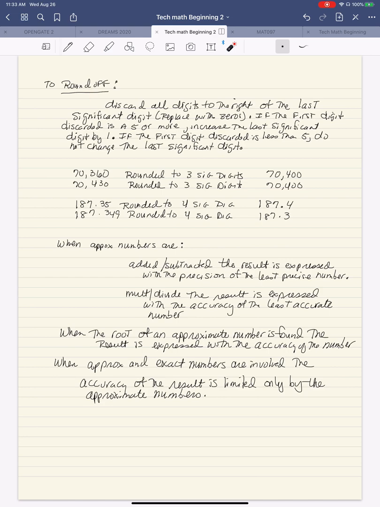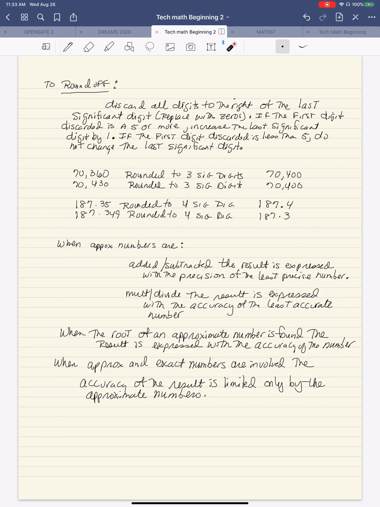And when you're rounding off, discard all the digits to the right of the last significant digit, replace them with zeros. If the first digit discarded is a 5 or more, increase the last significant digit by 1. If the first digit discarded is less than 5, do not change the last significant digit. So 70,360, if I round this off to three significant digits, 1, 2, 3, there's a 6 here, so I have to round that up to 4, so it'd be 70,400.